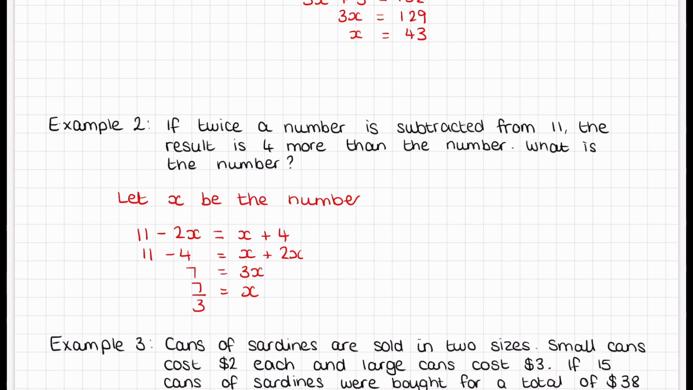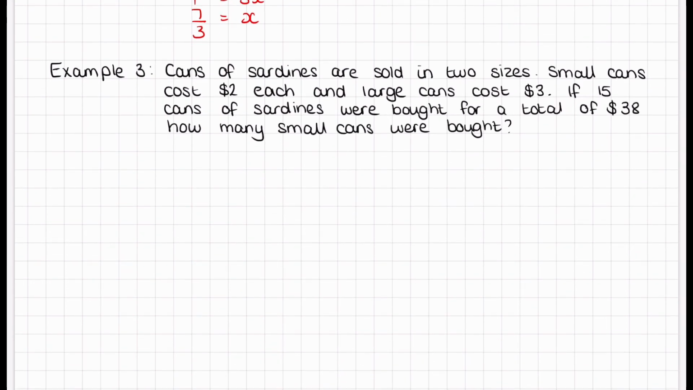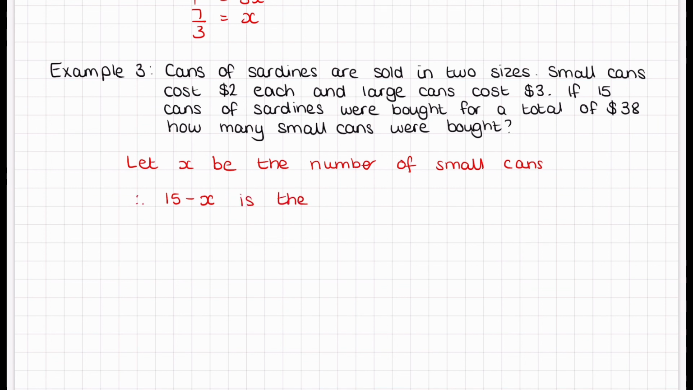In the last example, cans of sardines are sold in 2 sizes. Small cans cost $2 each, large cans cost $3 each. If 15 cans of sardines were bought for a total of $38, how many small cans were bought? So wanting small cans, I'm going to say let x be the number of small cans, which then means 15 minus x, because 15 cans in total minus the number of small cans. So 15 minus x is the number of large cans.